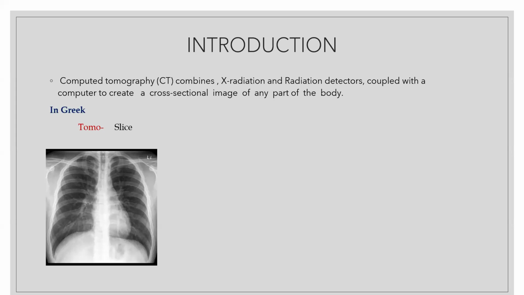To begin with, computed tomography combines both X-ray and radiation detectors, coupled with a computer, to create a cross-sectional image of any part of the body. The word tomography comes from a Greek word, where tomo means slice and graphy means to describe. Both combined, we are describing a slice by slice anatomy of the body.